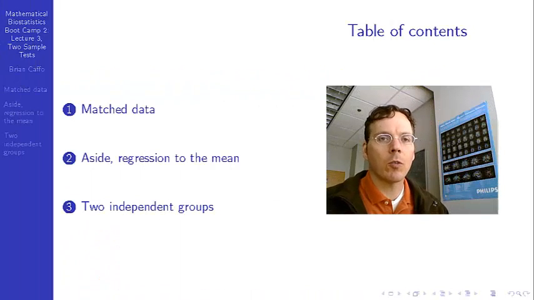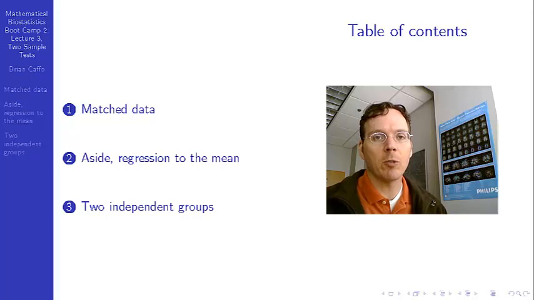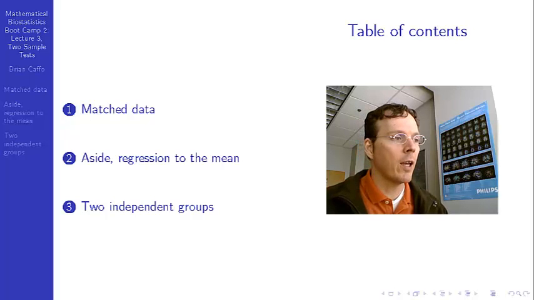Okay, so today we're going to first talk about matched data. Matched data brings up an interesting immediate discussion on the topic of regression to the mean, which has a very famous history. And then we're going to talk about two independent groups.